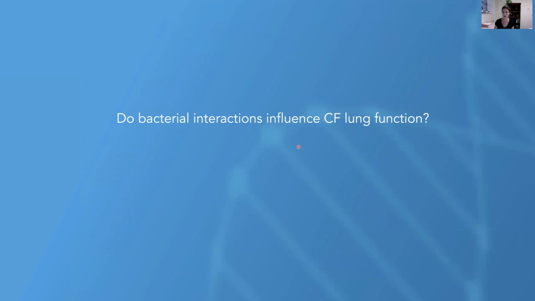So from these data, one question that really drives some of the basic science questions that we ask in my lab is whether or not bacterial interactions actually influence CF lung function, or do Pseudomonas and staph actually interact with each other. And while I don't have an answer to that question, I can tell you a little bit about some of what we do know and some of the ways that we're investigating these interactions.